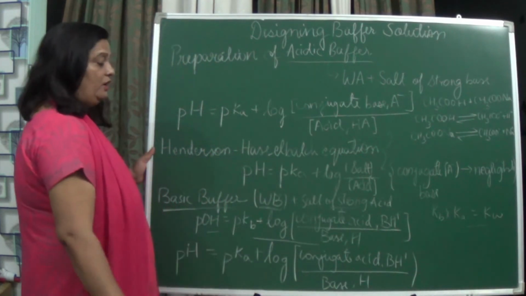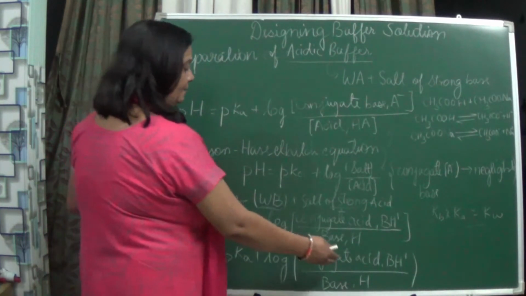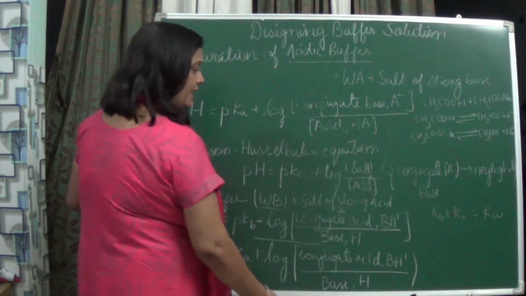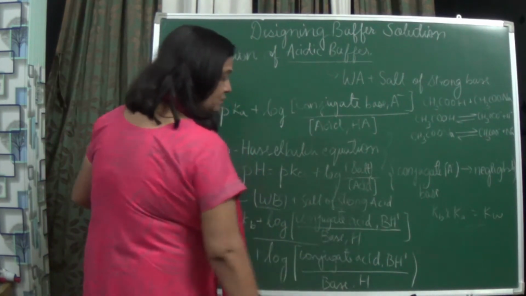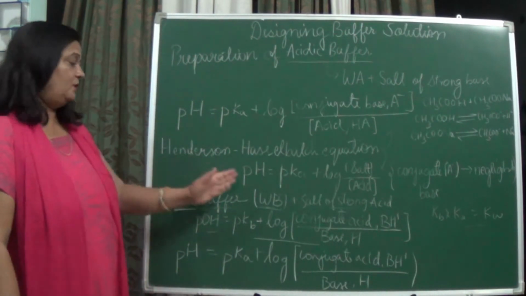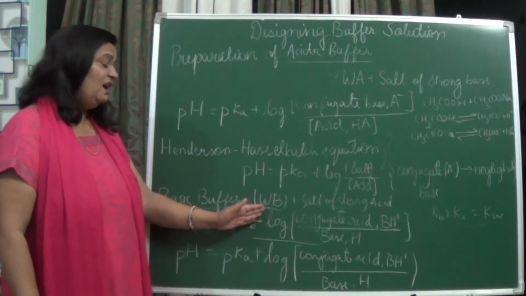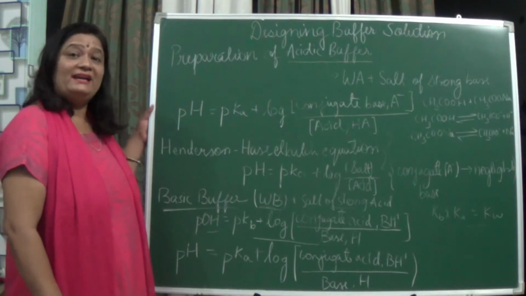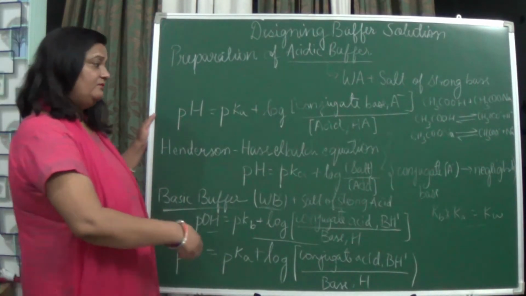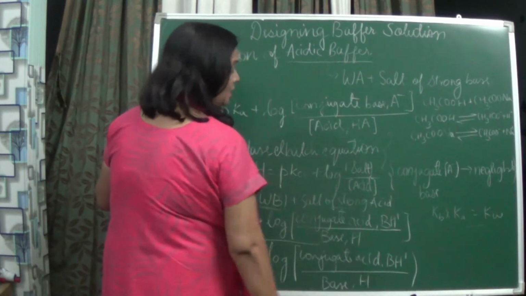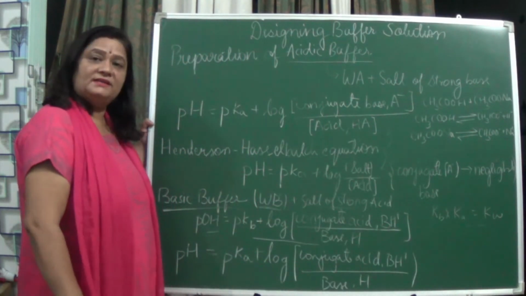And here also, if it is the conjugate acid upon the base, you can also write salt upon the base, because here also the conjugate acid which will be formed from the weak base will be very, very small. It is negligible, so it can be neglected, and instead of that we can take salt upon the base.